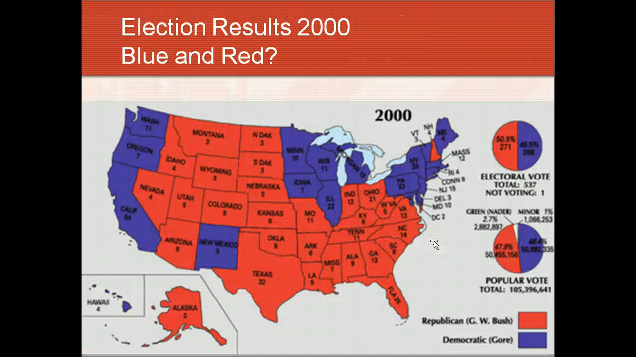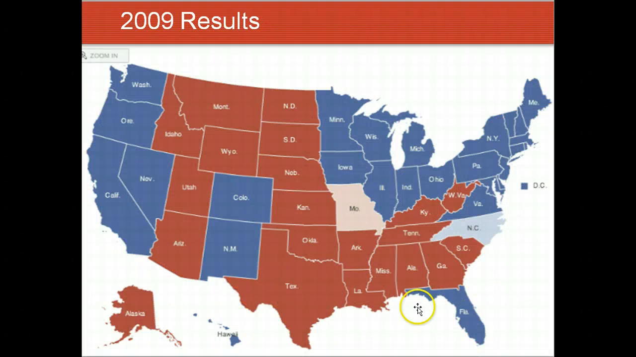So here are the results from the very contentious election of 2000, where this is the popular vote total. I'm sorry, I'm not reading that right, but this is the popular vote. Al Gore got 48 point something percent of the popular vote, and George W. Bush got 47.9%, which means that Al Gore got more, but George Bush won the electoral vote with 271 to 268. But here's the 2008 results.